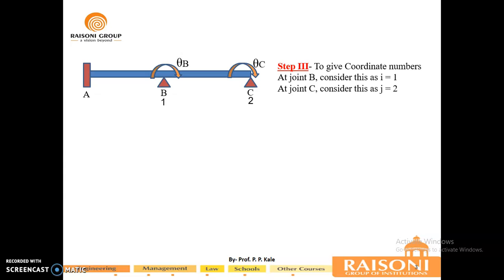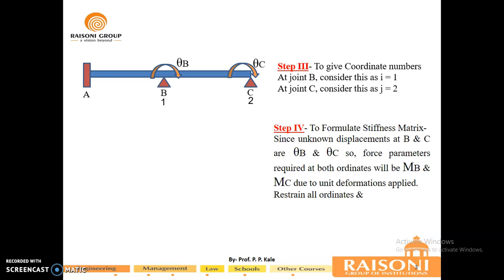So our i and j, that is the Kij element, will represent K11, K12, as like this. Now we have to formulate the stiffness matrix. Since there are only two rotational unknowns, the stiffness matrix will be of order 2 by 2 first of all. Then the force parameters which we have to find for the unknown displacements.